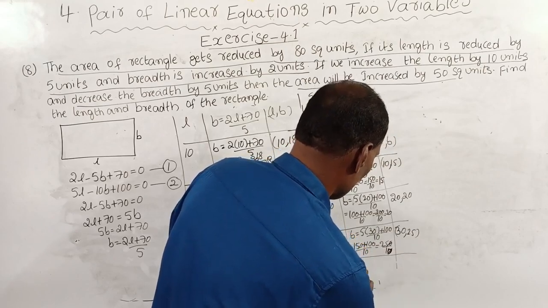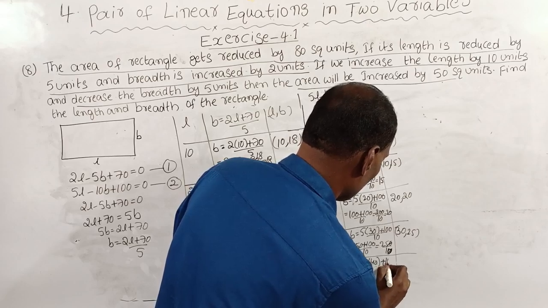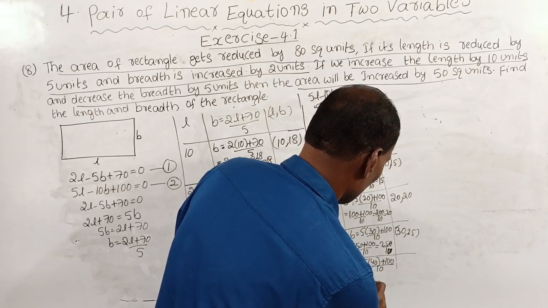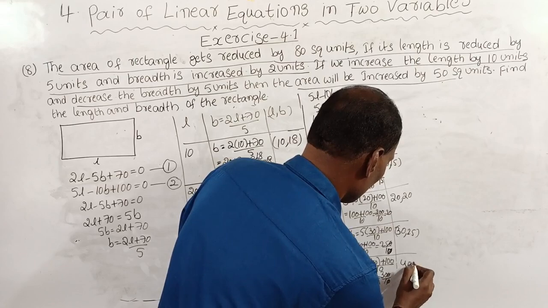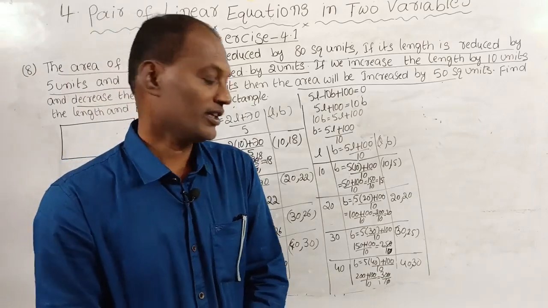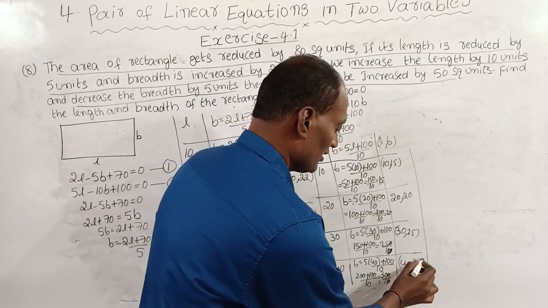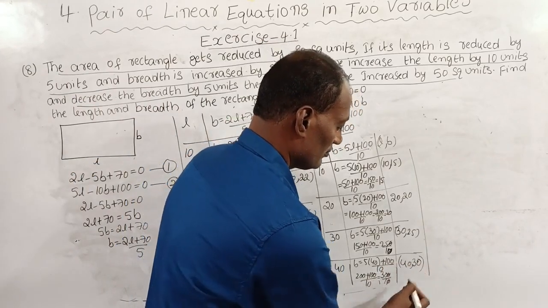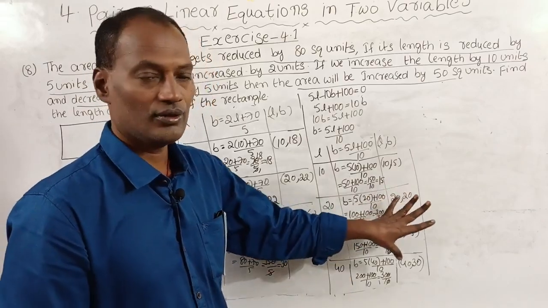Take 40. B equal to 5 into 40 plus 100 by 10. 5 into 40 is 200, plus 100 is 300, by 10, 0 and 0 cancel, 30. See here, 40, 30. You can also take two more points, 50 and 60. This is enough, 4 or 5 is enough.